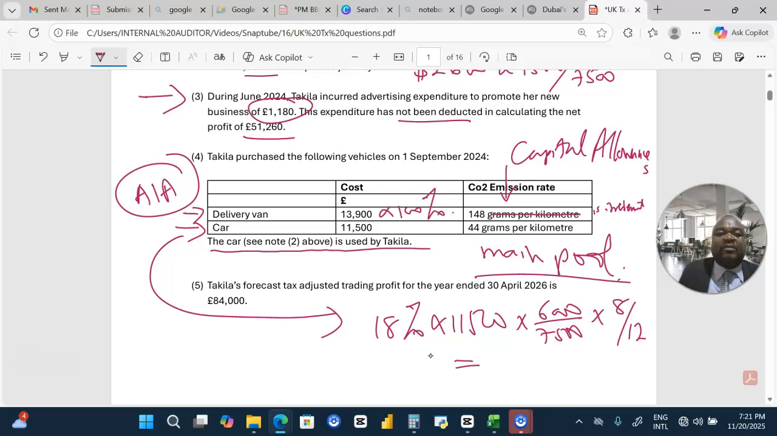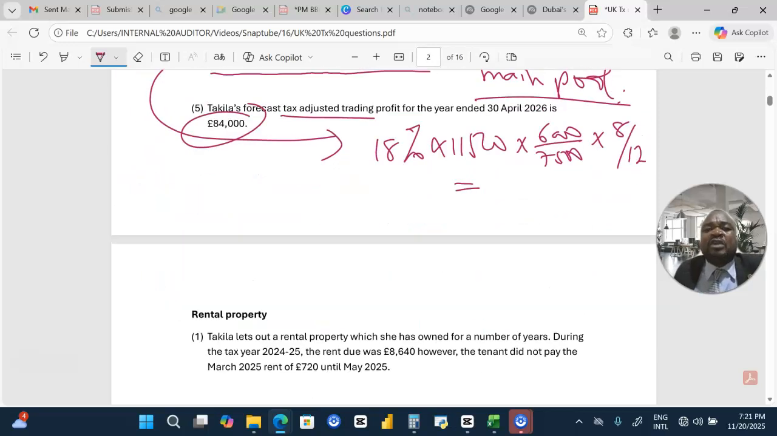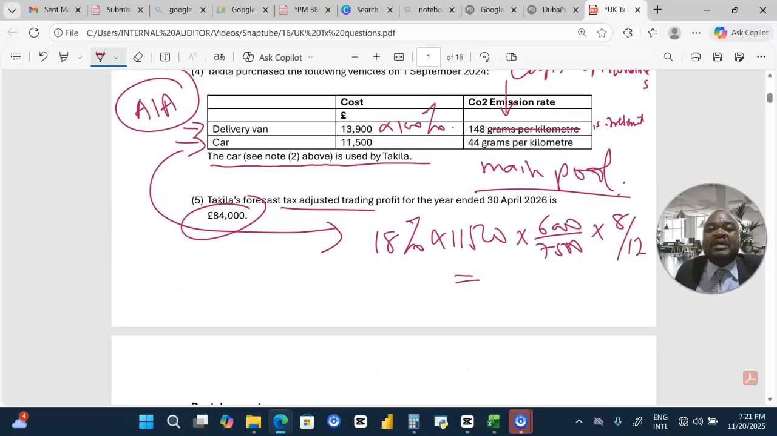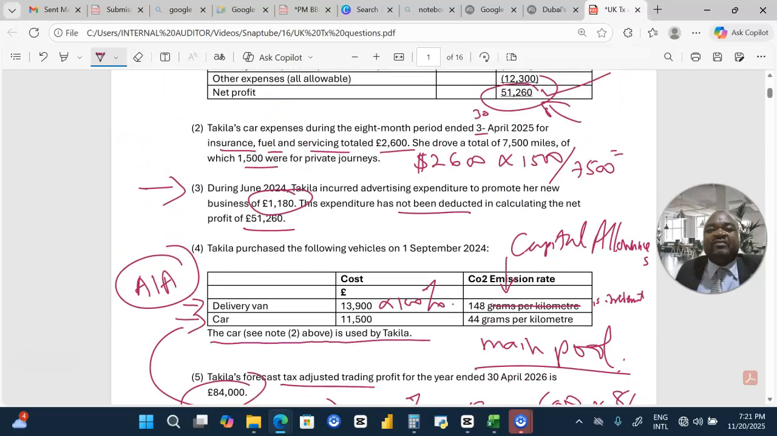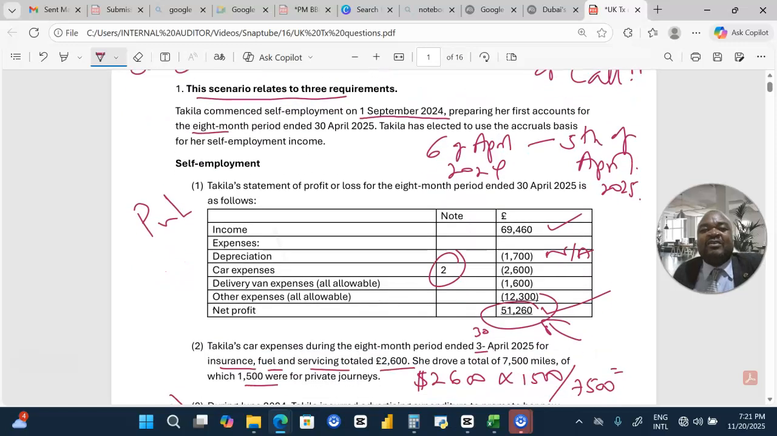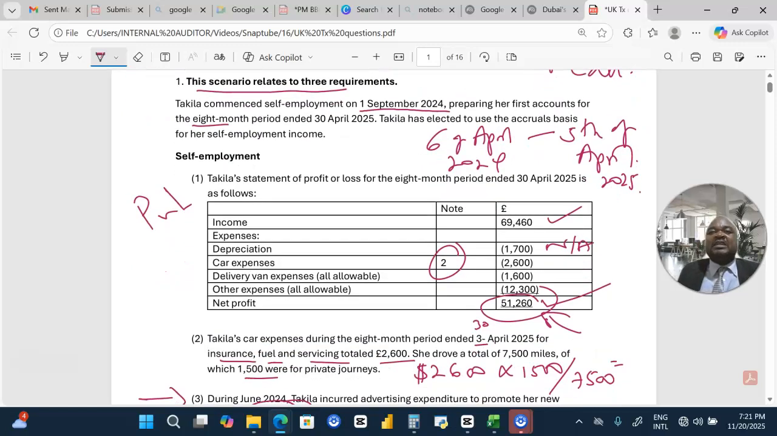Then there is information about Takila's forecast tax adjusted profit for the year ending 3rd April 2026, which was how much? 84,000. That information is relevant when we attempt part B of the scenario. So we can put that one on hold, and I think the self-employment income is finished. Okay, we are done.